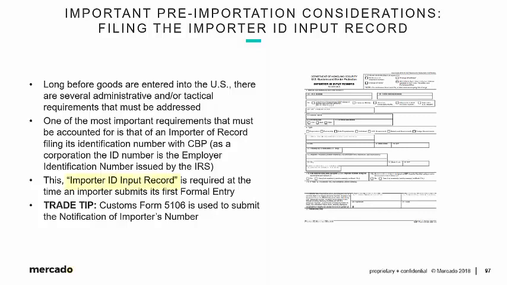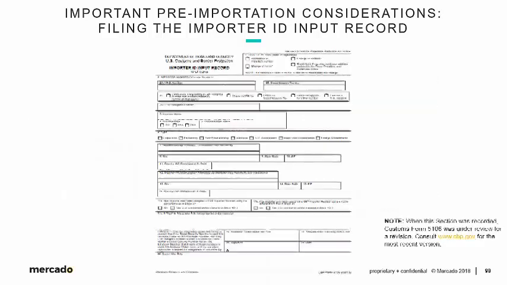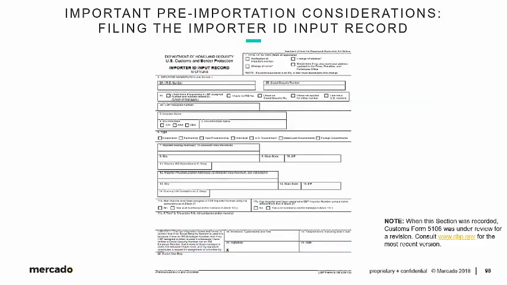Third bullet, and this is the official name, this Importer ID Import Record is required at the time an importer submits its first formal entry. And we know from prior discussions that a formal entry is the importation of merchandise of a value greater than $2,500. As a trade tip, Customs Form 5106 is used to submit the notification of importer's number. That's what we see on the right-hand side. It's also what we see right here.